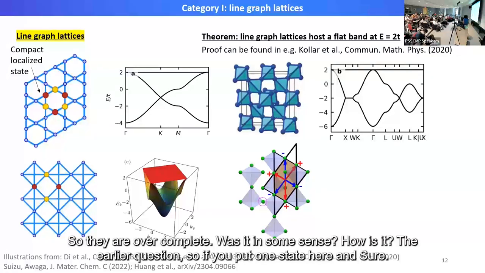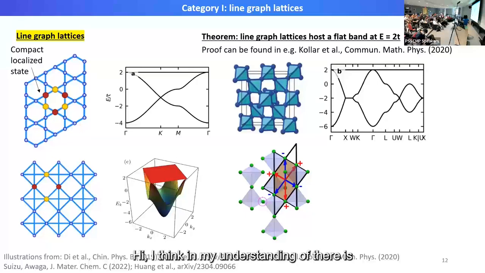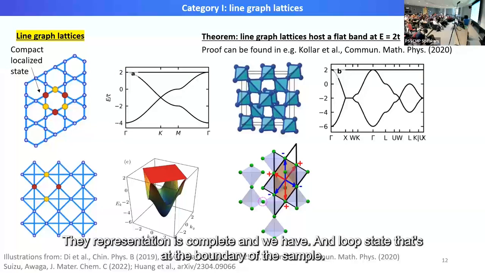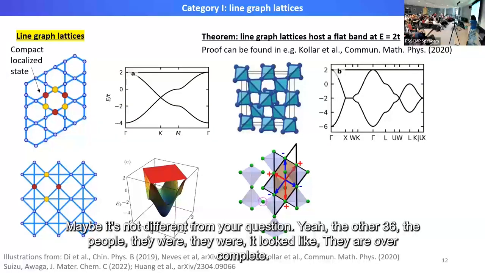Maybe going back to the earlier question. If you put one state here, there could be another state that has a slight overlap. In my understanding, the representation is complete, and it forms a complete basis with one loop state at the boundary of the sample. But maybe I'm not explaining it very well, and it's probably different from your question.